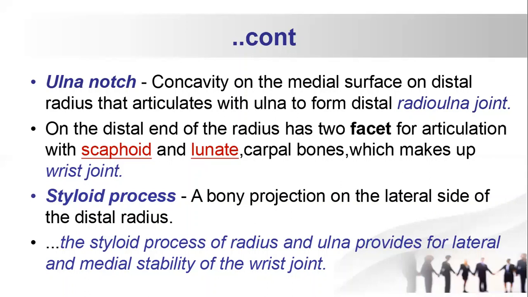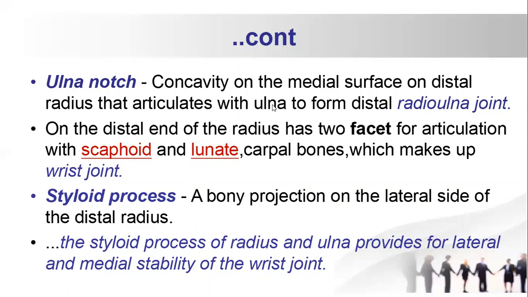We have the styloid process. This is a bony projection on the lateral side of the distal radius, just as the ulna has its own. So the styloid processes of the radius and ulna provide lateral and medial stability of the wrist joint, so that it can work that way.